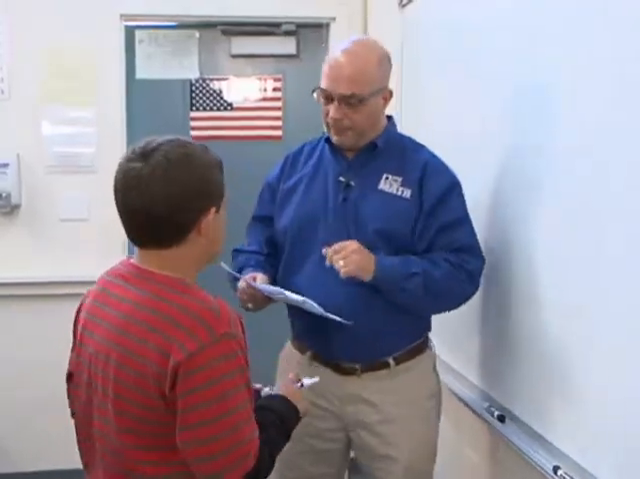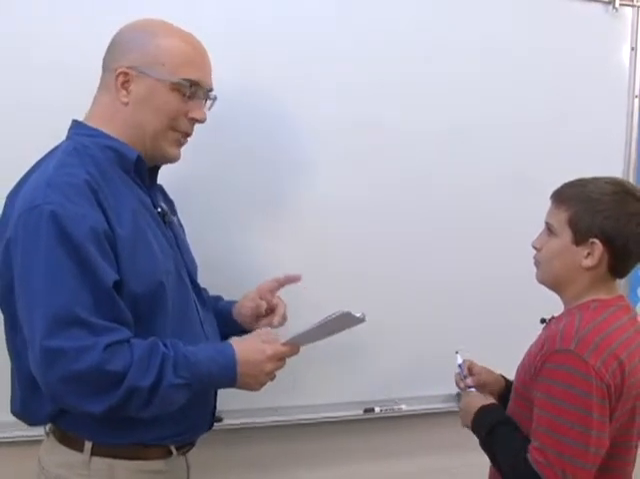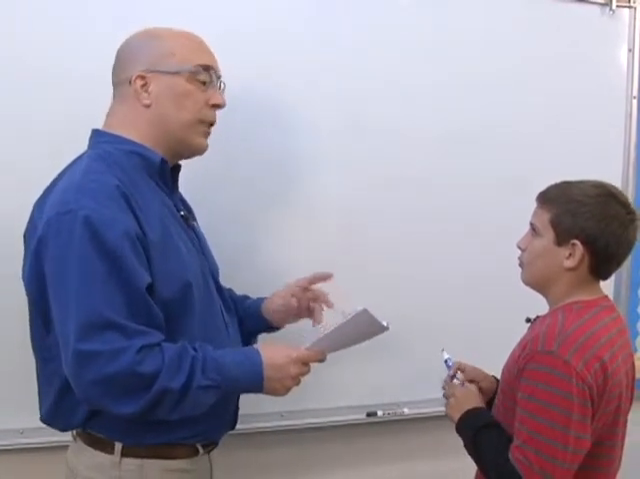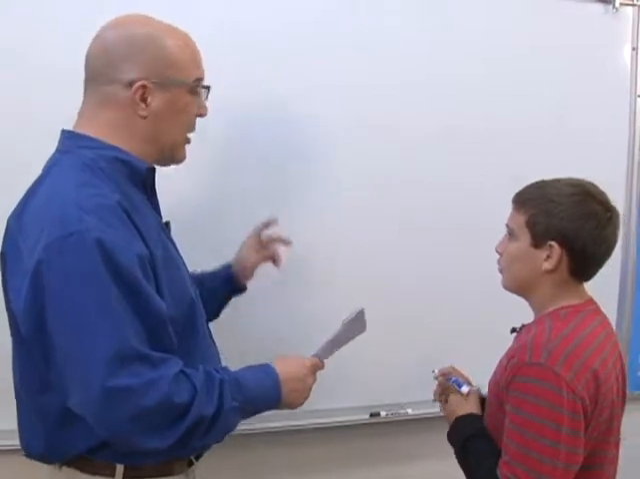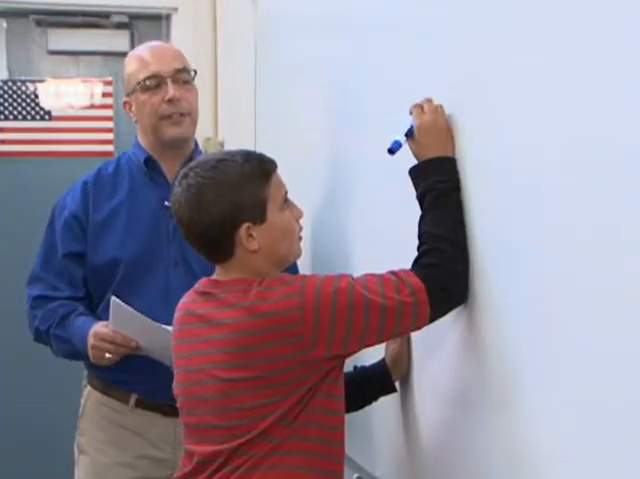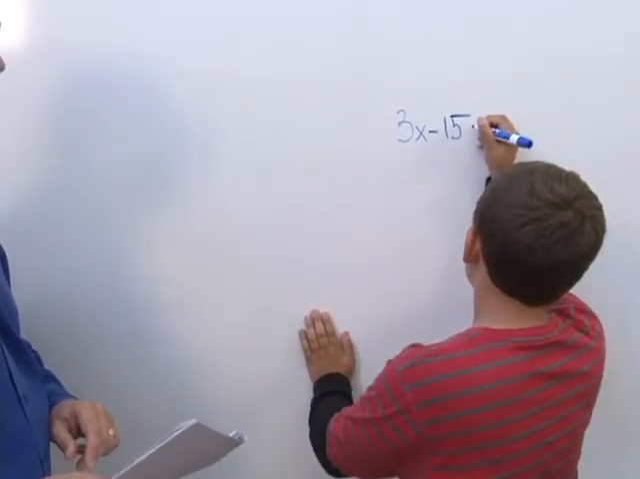B's uncle said that if you subtract 15 from 3 times his age, you would get 60. B wrote the equation, so I'll let you write down the equation. 3x minus 15 is equal to 60.